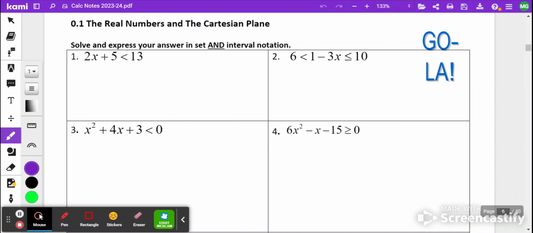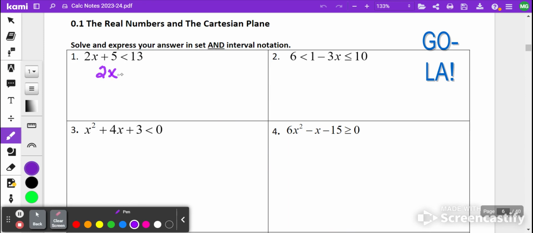Hi everyone. Today we're going to be working on solving inequalities that will have real or imaginary solutions. This should look pretty familiar, so let's just jump right into it. Solving an inequality like number 1 is just like solving an equation.